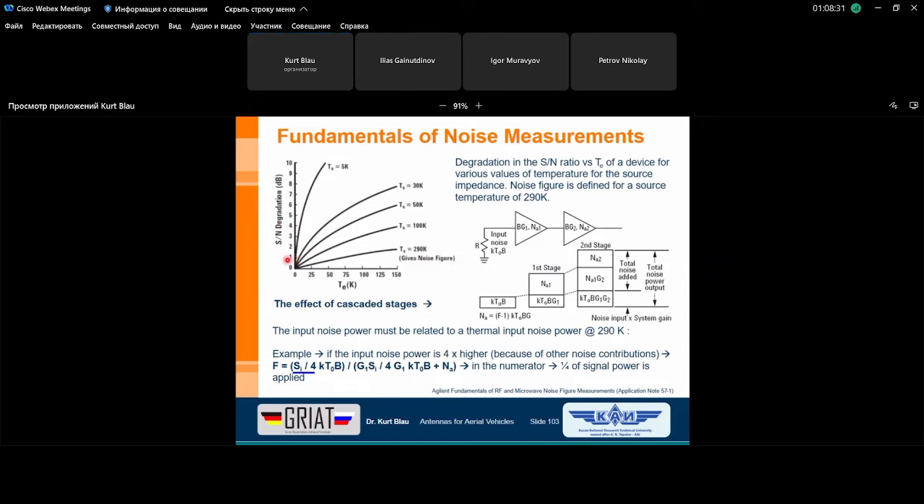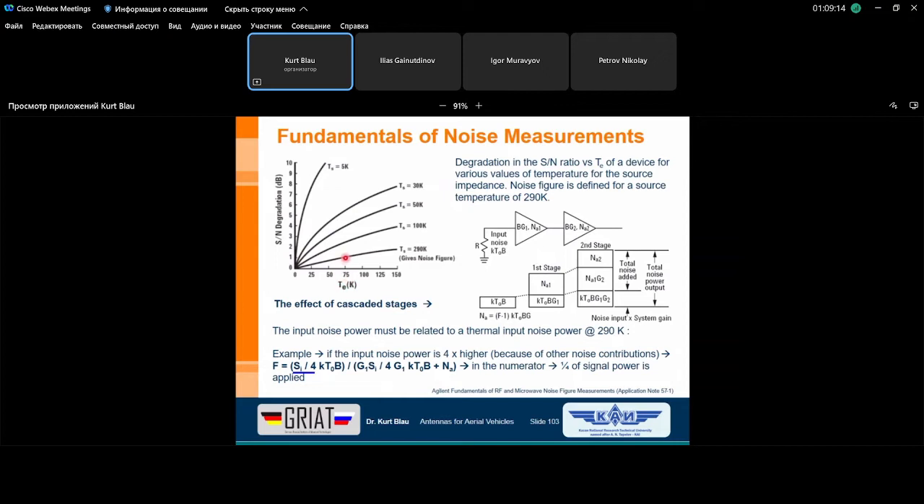In case of our signal to noise degradation, if it's 1, it's clear. Then in reference to 290 Kelvin, we can say that this is equivalent with an additional increase in temperature of the real part of our source resistance, and this is about 75 Kelvin.